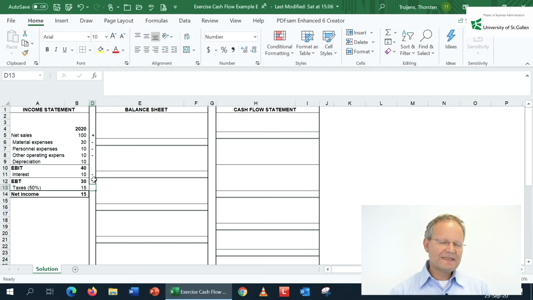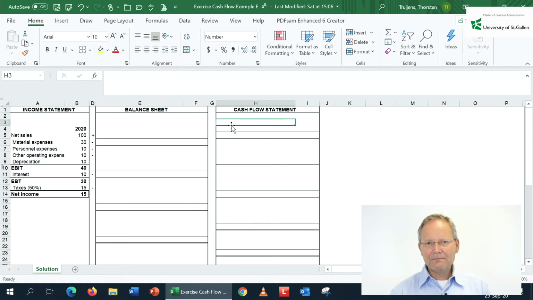Taxes, do you have to pay taxes? Again, we have an issue here. The taxes for 2020 are only paid in 2021. But in 2020, we estimate how much taxes we will most likely pay for the business year 2020. And let's assume this was the perfect estimate here. So that means that we can say this is a negative as well.